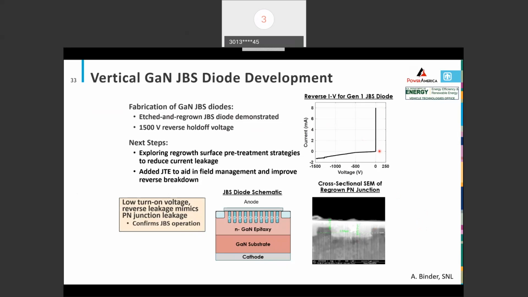Here's a representative one. This is actually the forward turn on, so this is not the breakdown here. This is forward turn on, less than 1 volt. You can't see it on this plot, but it's sub 1 volt, and then you can see the leakage current. We get out to about 1500 volts or so. No edge termination on this particular device, so we're trying to add that. So that's just one example of a more advanced, or more complex, device structure.